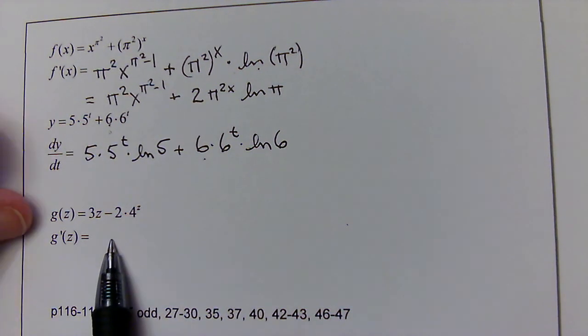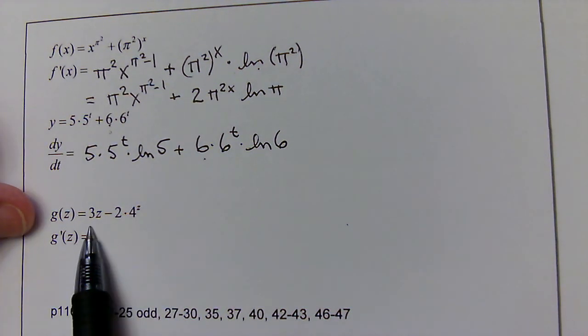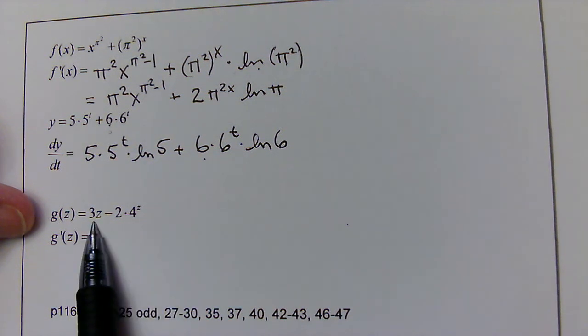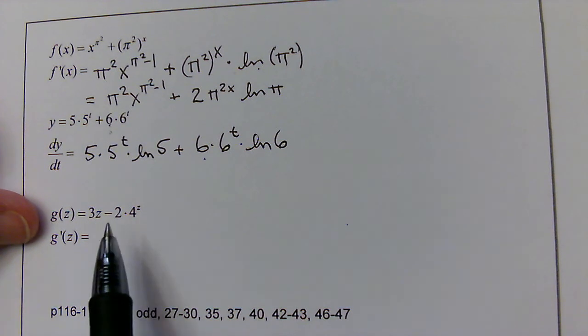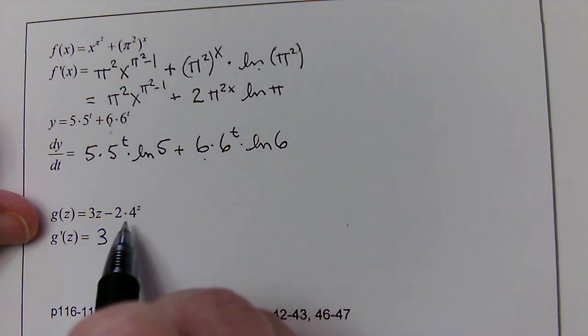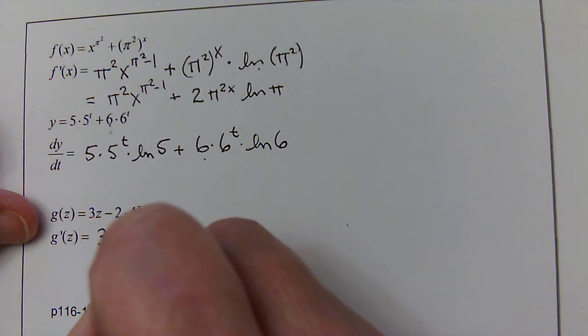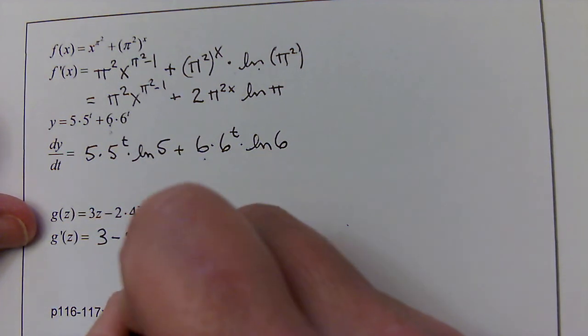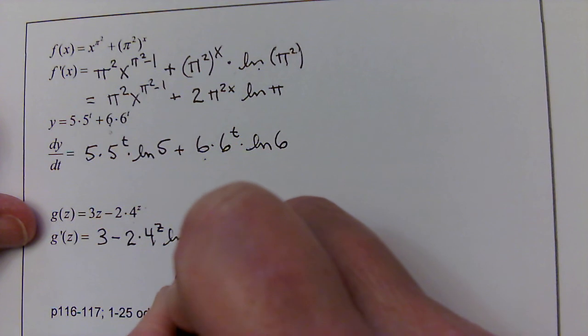In this example, again, we have two separate pieces separated by addition or subtraction, so we can do the derivatives separately. 3z, z is just a power function with a power of 1. So the derivative of 3z is just the 3. The minus 2 is a constant multiple, so it's going to get carried along. And then 4 to the z is an exponential function, so its derivative is itself times the natural log of its base.